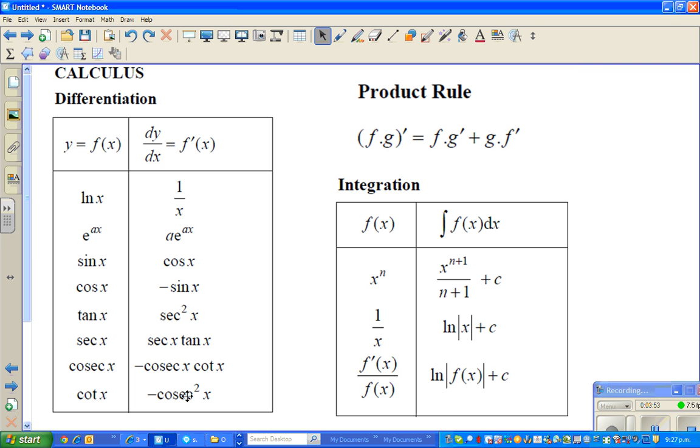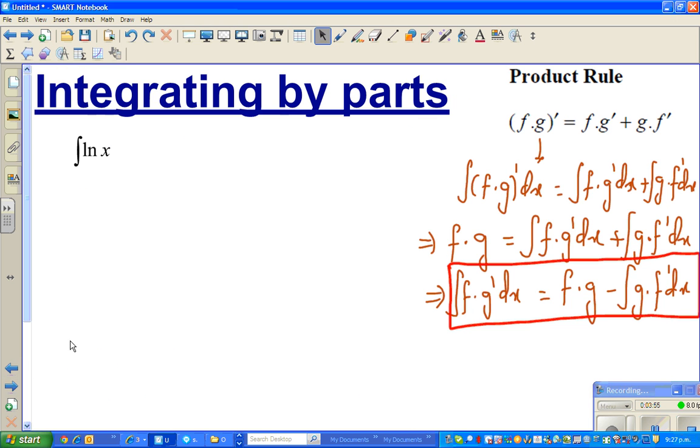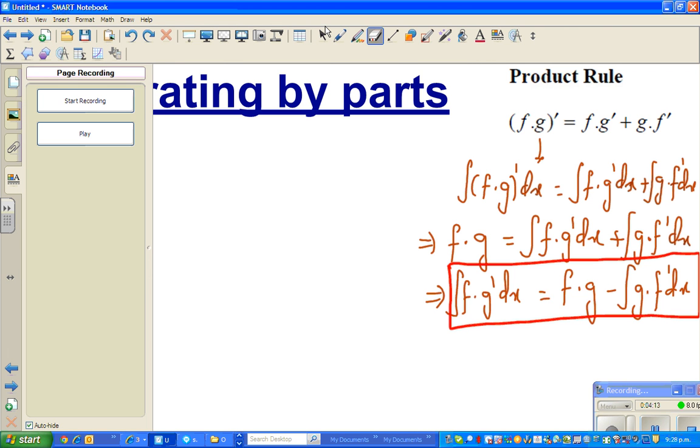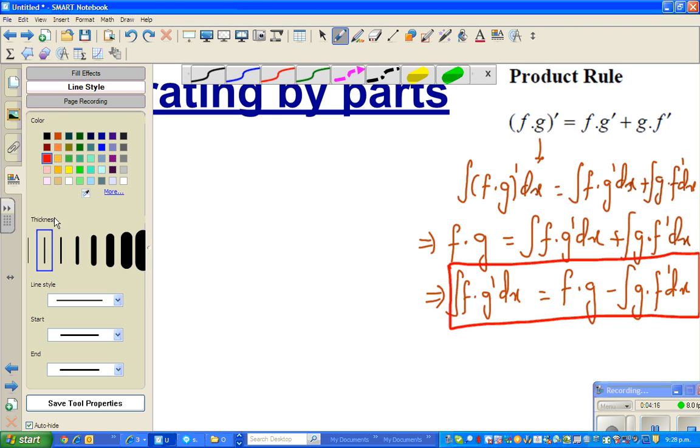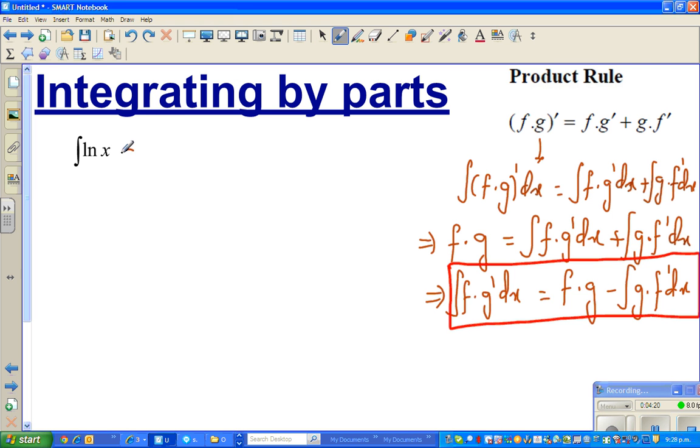So let me bring up my document. I didn't write the dx here, so I'll write the dx. I don't want this thick pen, so I'll make it thinner. So I want to integrate with respect to x, natural log of x.